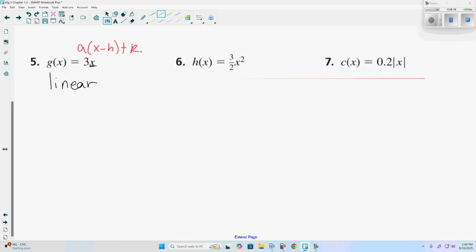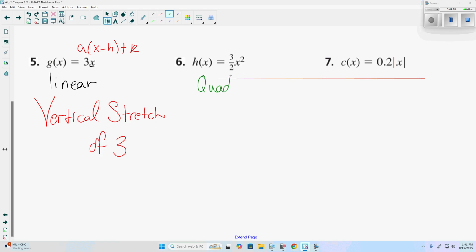No h, no k, but the value of a is 3. And because it is in the a spot, it's telling us that we have a vertical stretch of 3. Yep, that's it. What's the family? Quadratic. Do we know what the transformation is going to be? It will indeed be a vertical stretch.